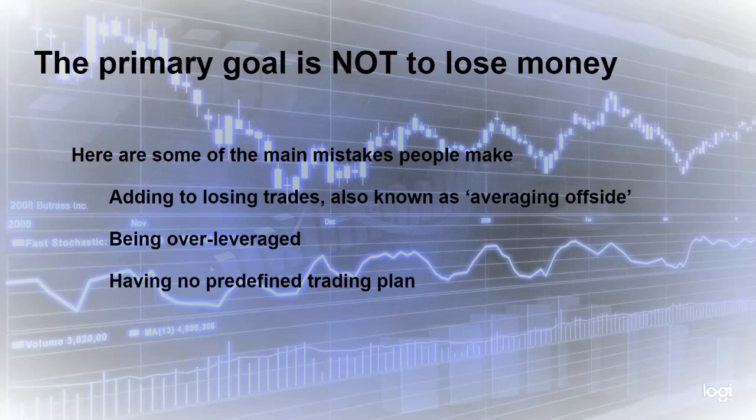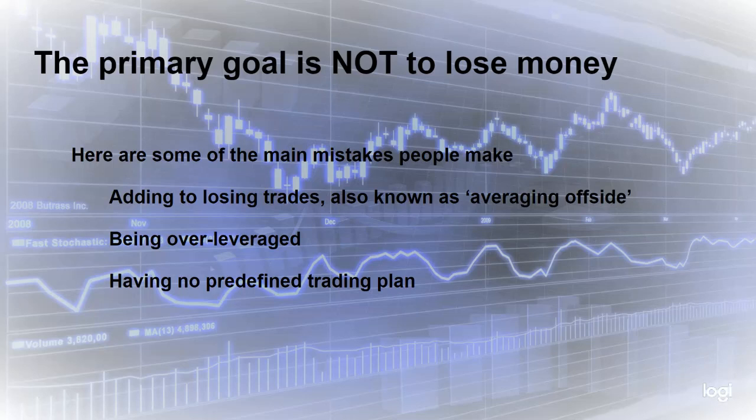Right, so we're going to look at some of the reasons how people lose money in trading, some of the common mistakes. And by far the most common mistake, the main thing that will cause people to blow up and lose all their accounts, is adding to losing trades. This is also known as averaging offside. That's what I call it, averaging offside. But yeah, so adding to losing trades.